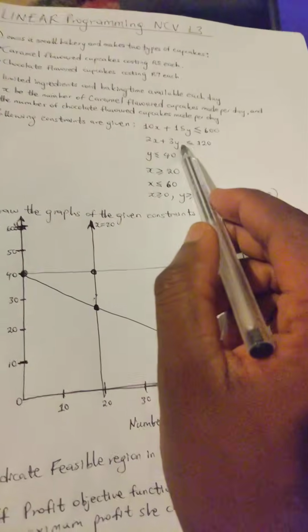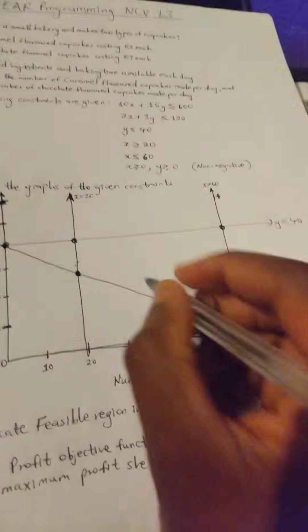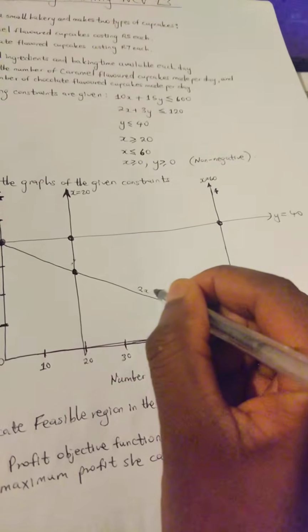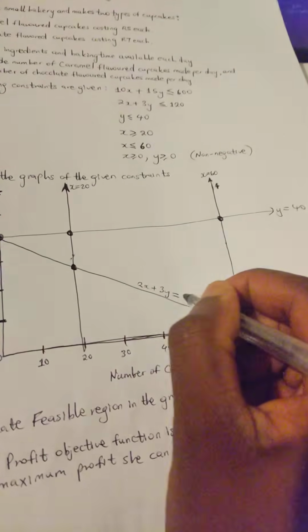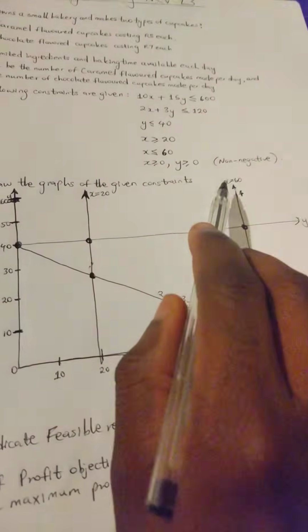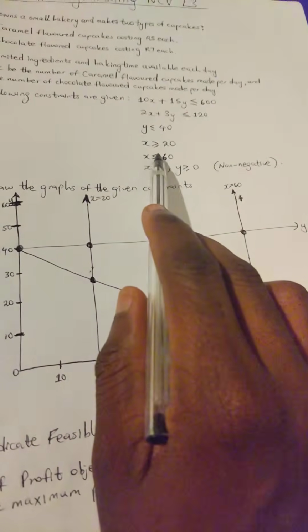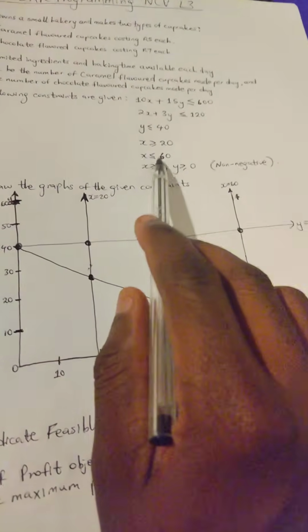Looking at this equation here, the reason I'm now considering the inequality: remember, when I drew this graph it was simply 2x plus 3y equals 120. When you draw the graph, you put an equal sign, just like here, I put equal signs. I didn't put these inequalities. Inequalities, you just have to read them off. What do they mean?